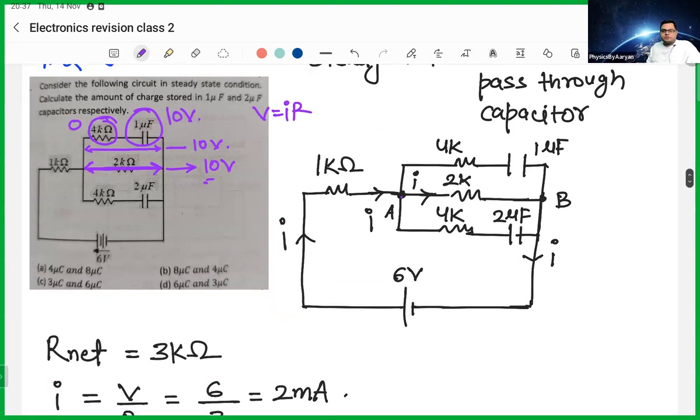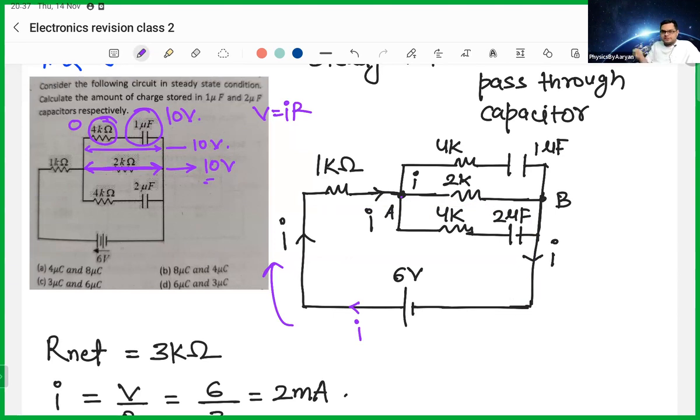Okay, so let's now do this. Let's say your battery is giving the current I. This current goes in this direction, and then straight away goes here because current cannot go in the upper branch. Current cannot go in the lower branch because it's a steady state. Current cannot pass through the capacitors. So the current will straight away go and then come back.